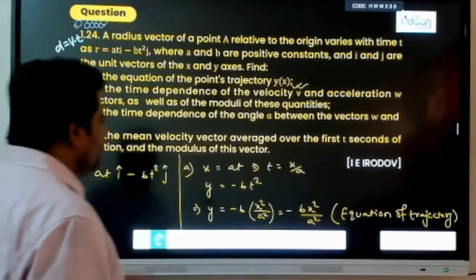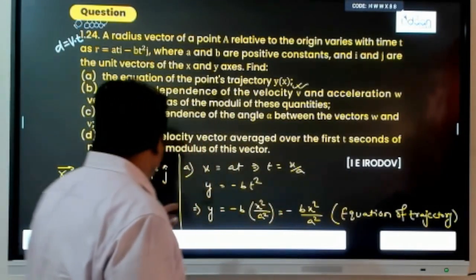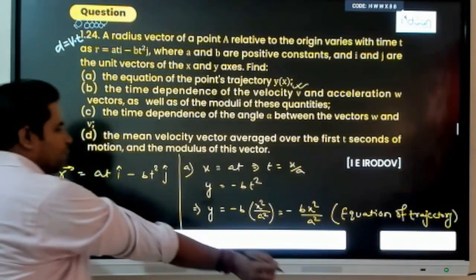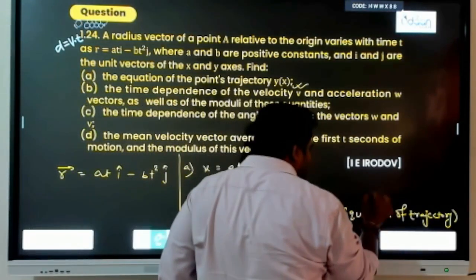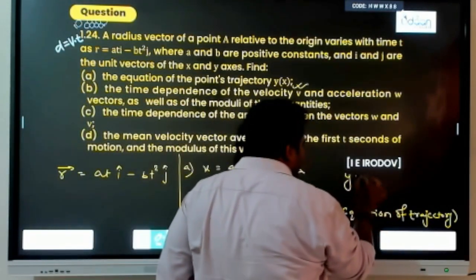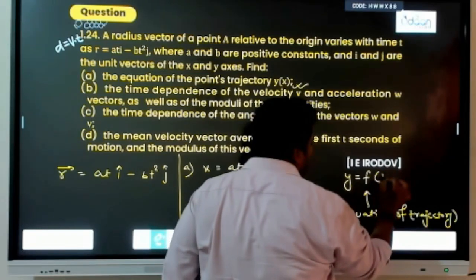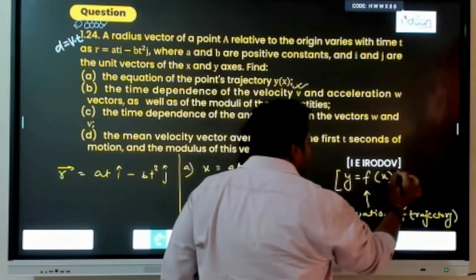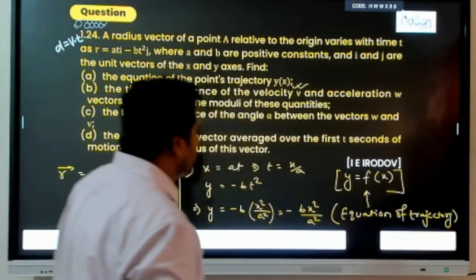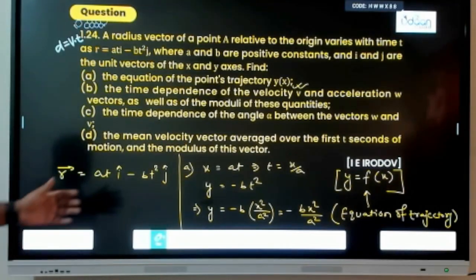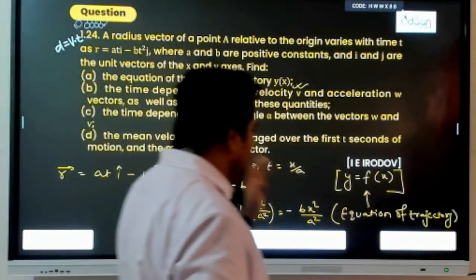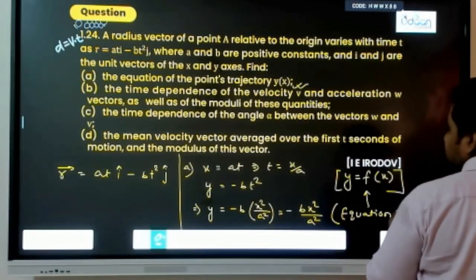So I hope you all have understood my point. What I mean to say, equations of trajectory are those equations where y will be written in the form of a function of x. This is the part which you must keep in mind, because this is the part which we are going to apply here in projectile motion as well.